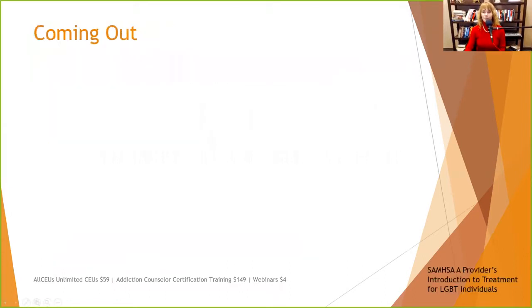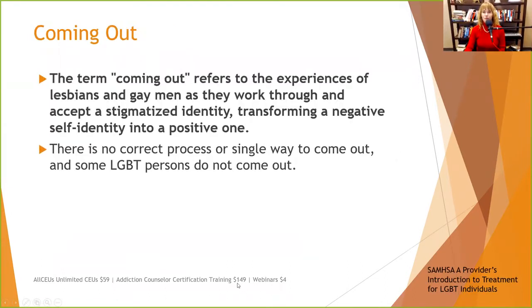The term coming out refers to the experiences of lesbians and gay men as they work through and accept a stigmatized identity, transforming a negative self-identity into a positive one. Now, there's no correct process or single way to come out, and some LGBT persons don't ever come out.